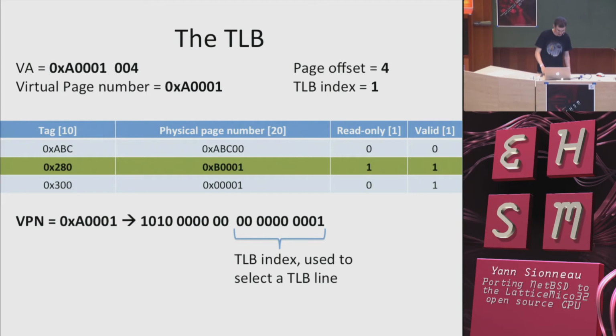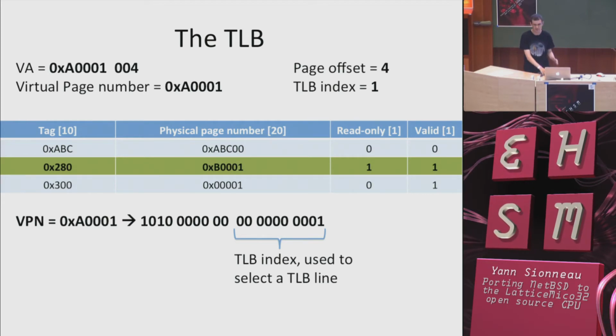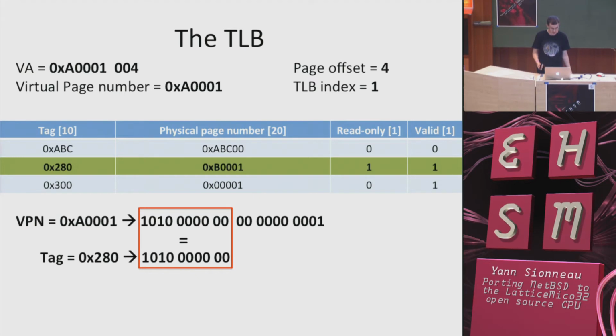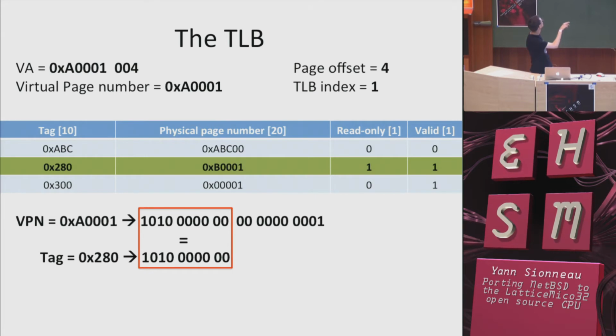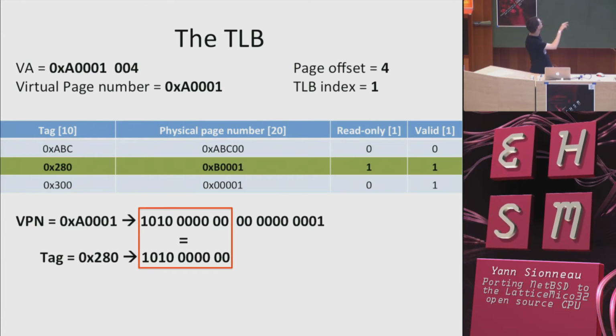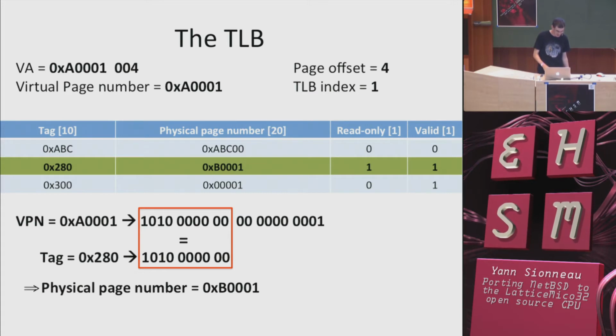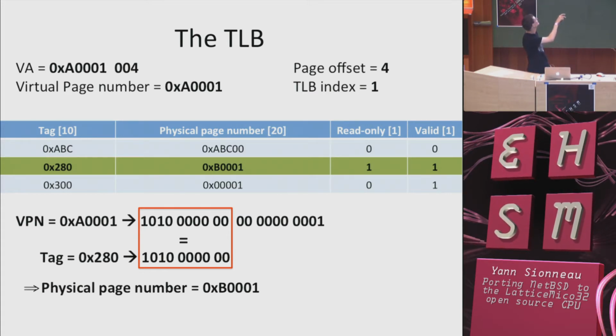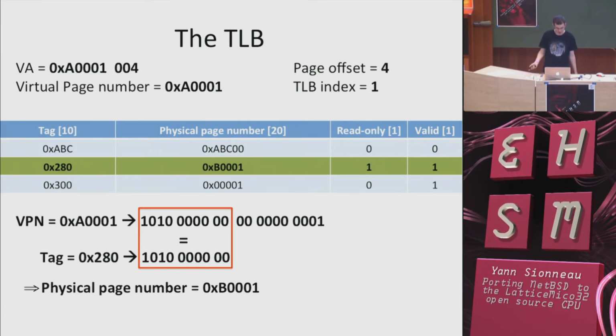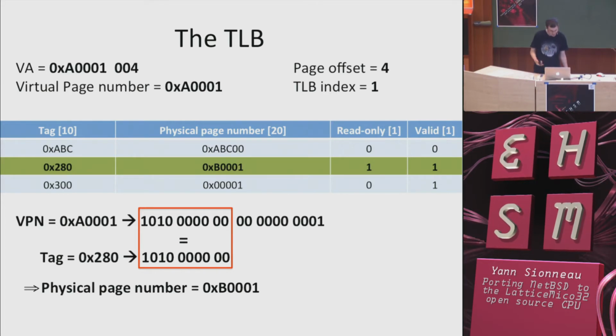So we're going to do a tag check. We take the 0x280 information, we translate it into binary, and we compare those two values. We compare the 10 upper bits. And if it's equal, it means that the tag check is a hit, and then it's really the information we're looking for. So it's OK. We're reading the good line. It contains information. Information is valid. So we can take for granted that this here is the translation we're looking for. So we have the physical page number now. It's B0001. But it's not an address yet.